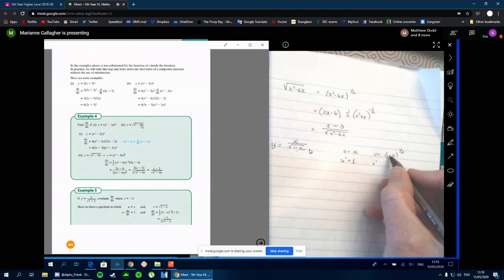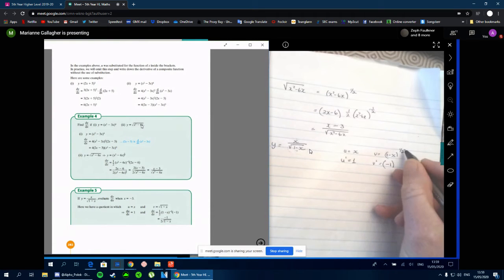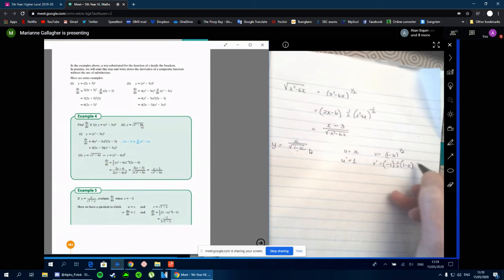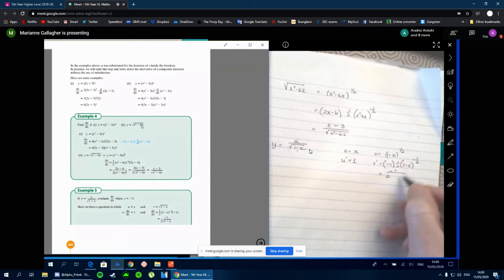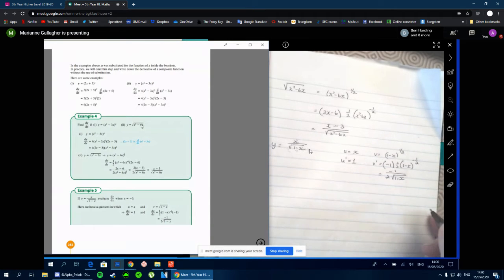V prime, now this isn't a plain x, so I have to differentiate first what's in the brackets. So when I differentiate 1, I get 0. When I differentiate minus x, I get minus 1. So that's the bracket sorted out. And then I bring down the power, that's 1/2 times what's in the brackets doesn't change, and then my power goes down by 1. So if I simplify that, I've got minus 1 over 2 times, the minus brings it underneath, and the half means square root.